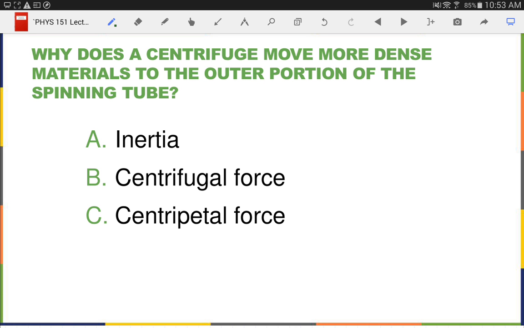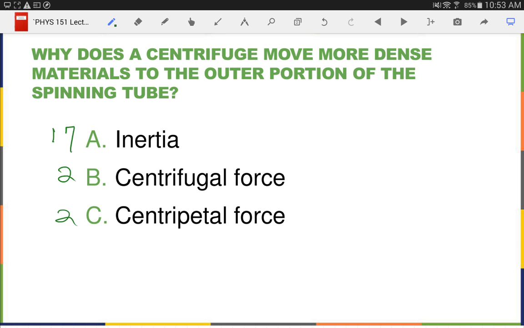Waiting on you, Jerry. There we go. Okay, this time we have 17 people who said inertia, 2 that said centrifugal, and 2 that said centripetal. Now, the 17 people are right. Let me just randomly pick on somebody. I'm going to pick on James, back row.